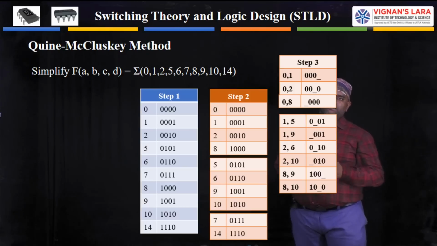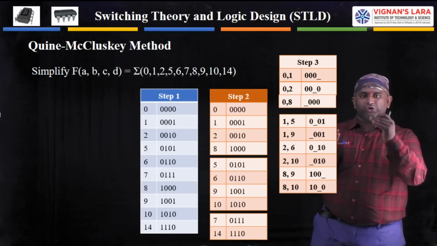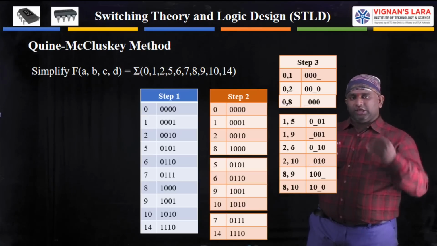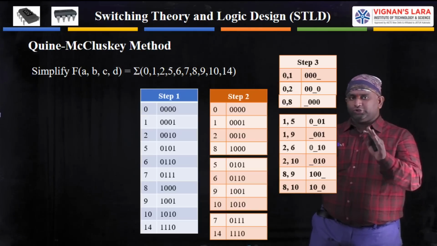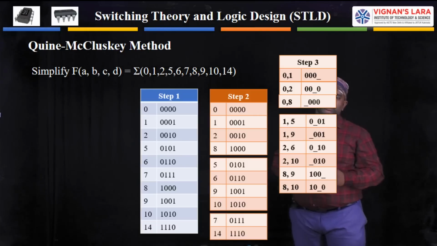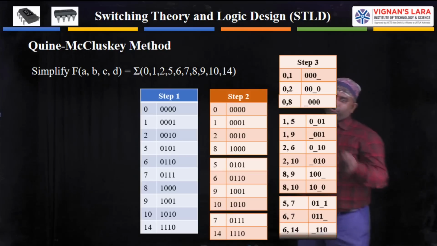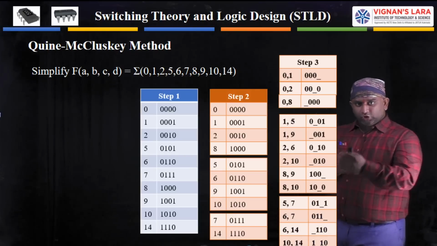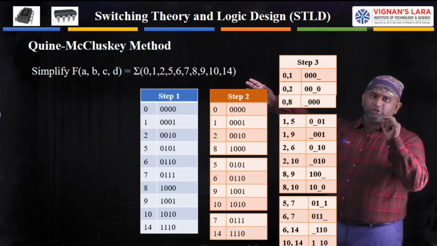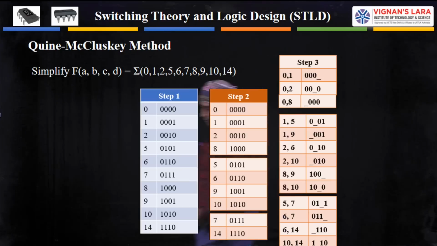Next 8, 9. 8 is 1, 0, 0, 0 and 9 is 1, 0, 0, 1. The last bit is differentiating, so that is 1, 0, 0, dash. Next 8, 10. 8 is 1, 0, 0, 0 and 10 is 1, 0, 1, 0. So the third bit is differentiating. For that reason I have written 1, 0, dash, 0. Like that you have to form the group. Next, coming to the third group to the fourth group. So totally here I have 4 groups. The first group consists of only zeros, and the next group consists of only ones. I will show it clearly.